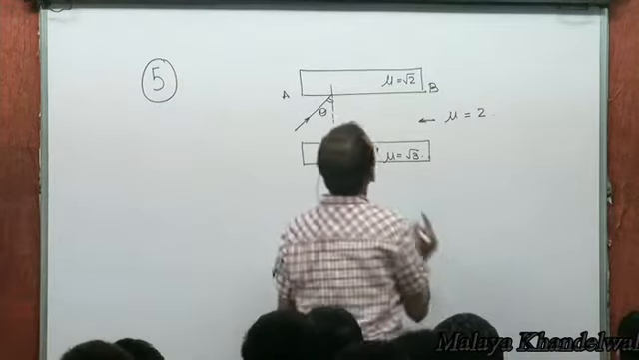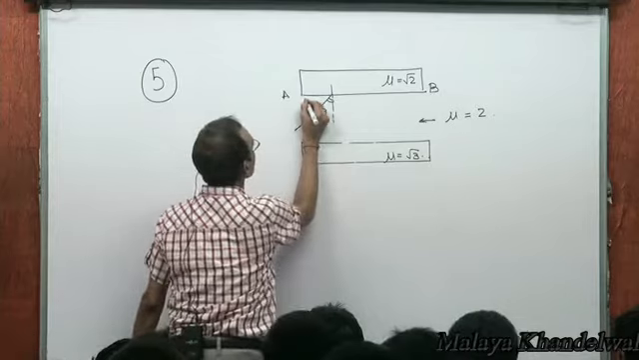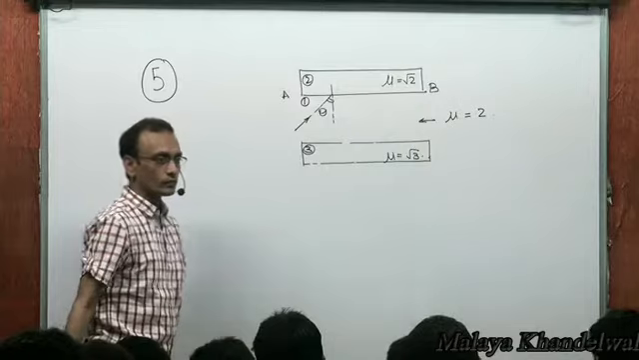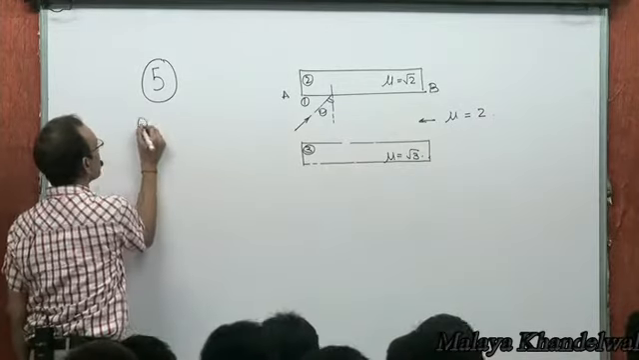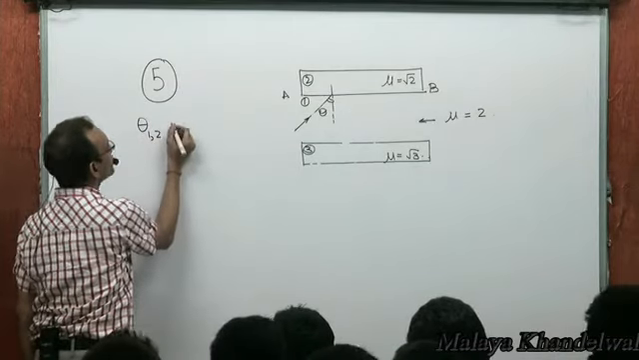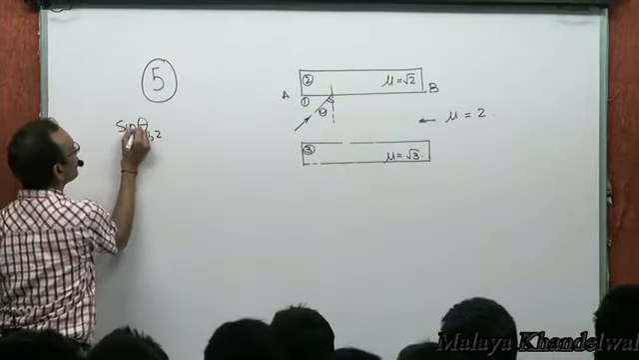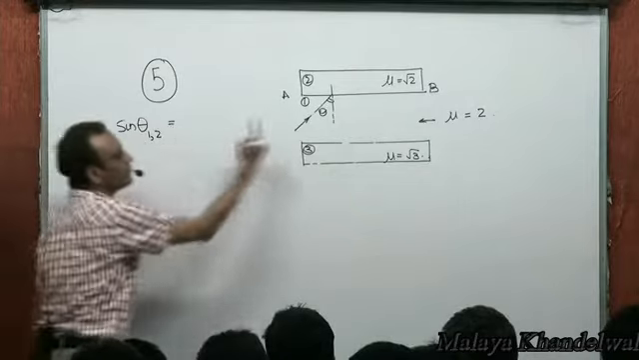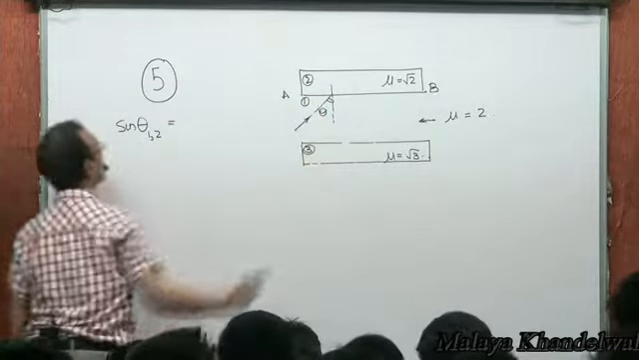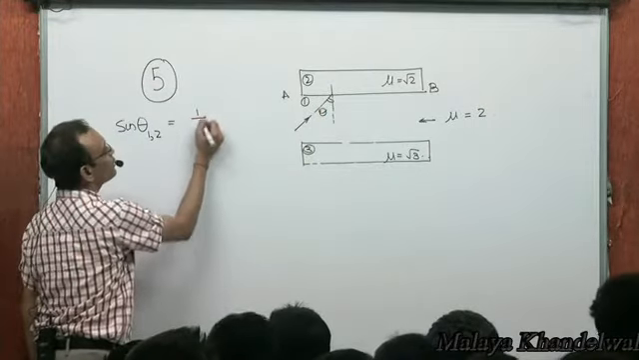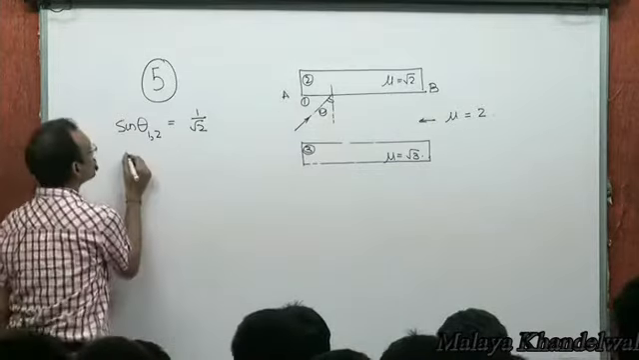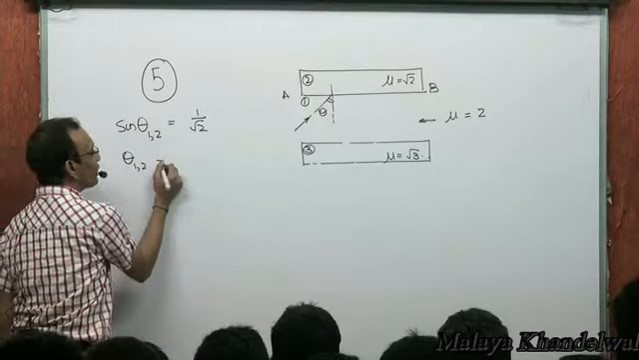Now, say this was medium 1, medium 2, medium 3. So, what is the critical angle between 1 and 2? Sin theta c, critical angle between this, right? Denser to rarer medium, it will bend away from the normal, would be 1 by root 2, isn't it? Root 2 divided by 2, 1 by root 2. So, critical angle for 1, 2 is 45 degrees.